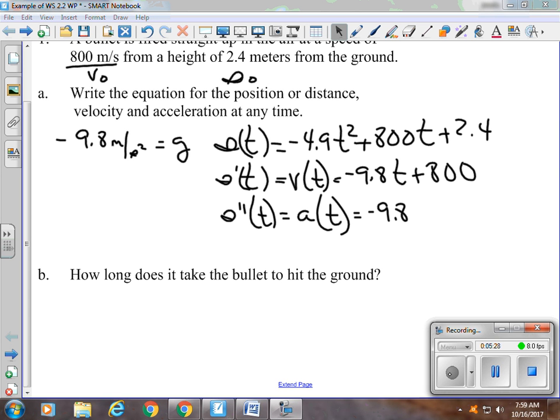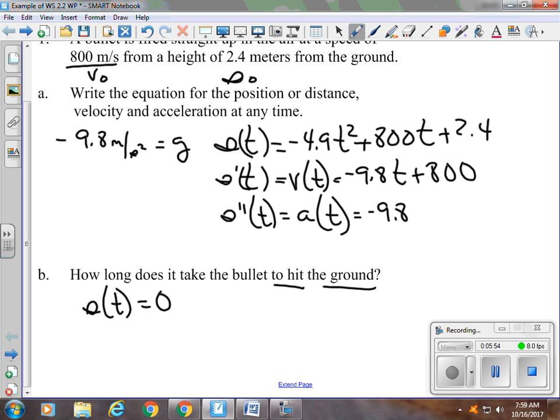So should I be working with position when I want to know when I hit the ground? Or should I be working with how fast when I want to know when I hit the ground? Well, how fast does have something to do with it, but let me ask you this. Where are you when you hit the ground? 0. Oh, 0. So S sub t is going to be equal to 0 when you hit the ground. The velocity is not going to be 0, is it?